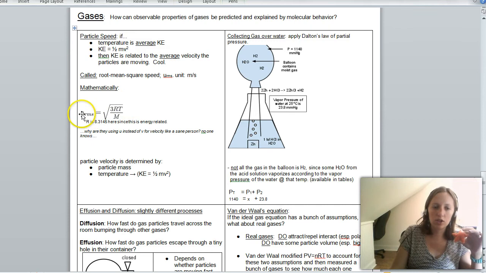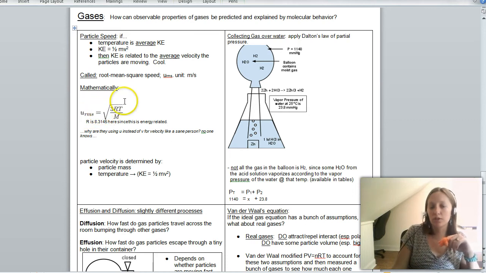u_rms, root mean square velocity, the speed, which they're using a u for. Maybe that's a v, but that looks like a u to me. Anyway, why didn't they use a v? I don't know. Neither do I, little starfish. But the root mean square speed is equal to the square root of this whole deal, which is 3 times R times temperature divided by big M, which is the molar mass.